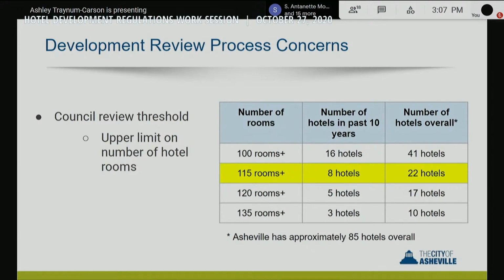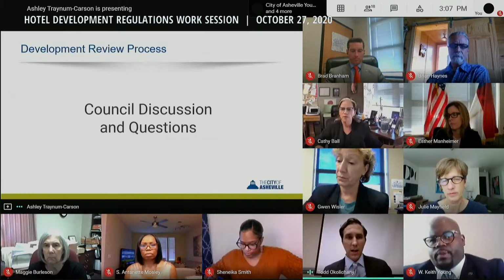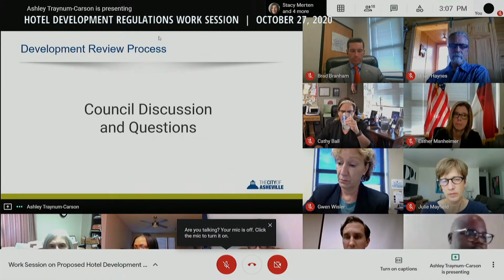On the other end of the table, a hotel that's 135 or more rooms, council would only have reviewed 3 of such hotels over the last 10 years if we had placed a cap on the number of hotel rooms for any given project. Overall, out of 85 hotels in the history of Asheville, those larger hotels over 135 rooms represents 10 hotels. So again, just wanted to give you some examples that if council wished to place another new threshold in addition to building height, where council would review any project over a certain size, these are some examples that we want to show you. And again, a good stopping point if there's any comments or questions.